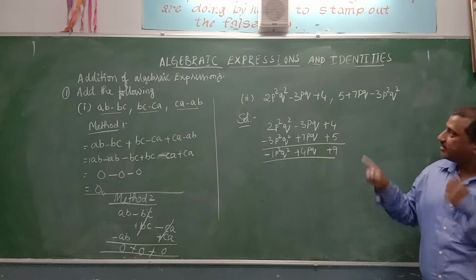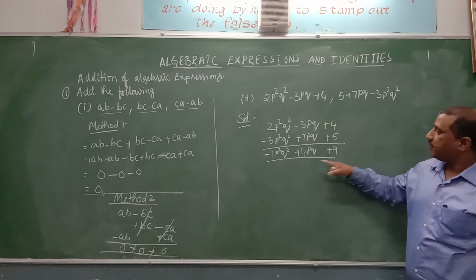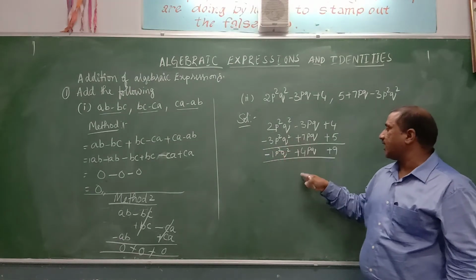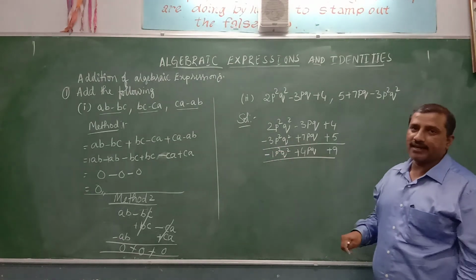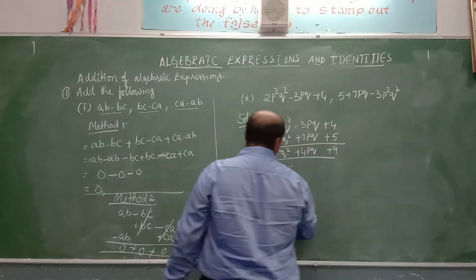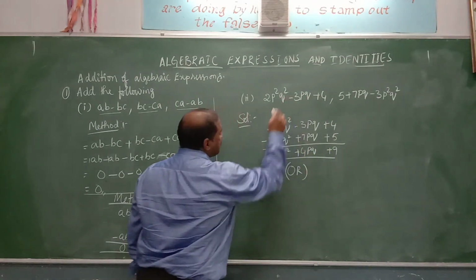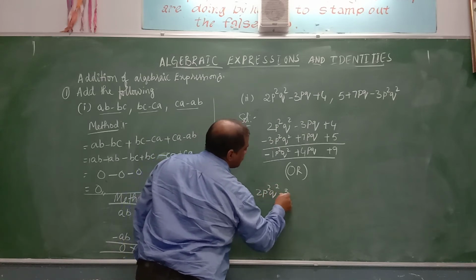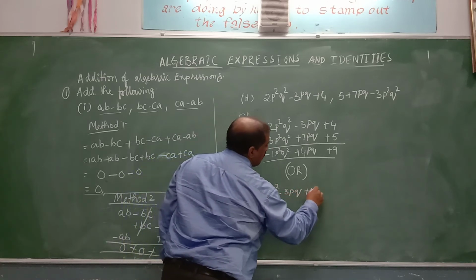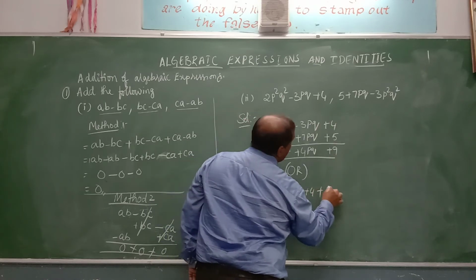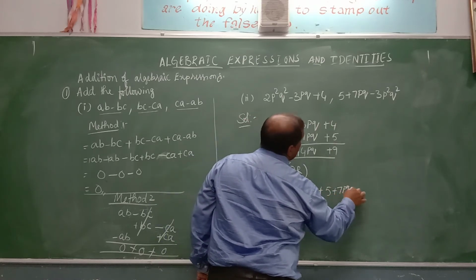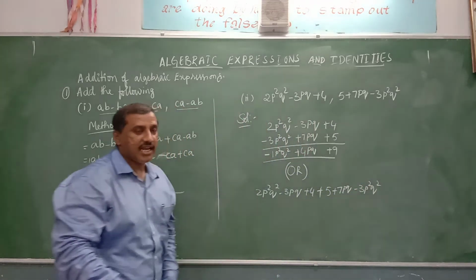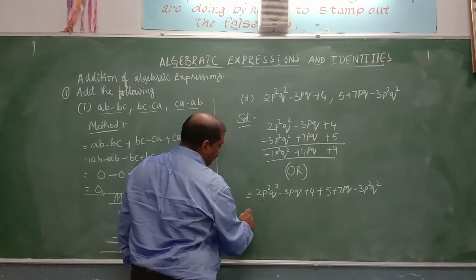This is the sum of these two expressions, which is minus 1p square q square, or simply it is minus p square q square plus 4pq plus 9. What is the other method? The second method is write both the expressions: 2p square q square minus 3pq plus 4 plus 5 plus 7pq minus 3p square q square, that is equals to, right?